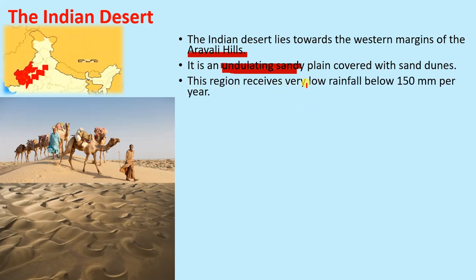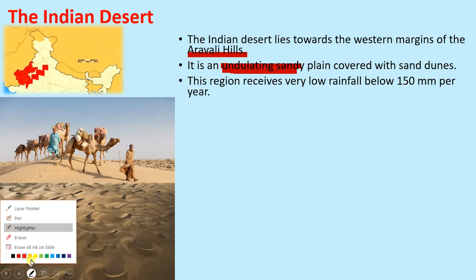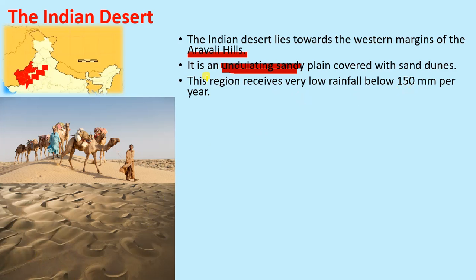This region receives very low rainfall, below 150 mm. 150 mm, you can calculate, is 15 centimeter. About 15 centimeter annual rainfall is received by this region, this area. It has an arid climate with low vegetation cover. Arid climate means a very warm and dry climatic condition.